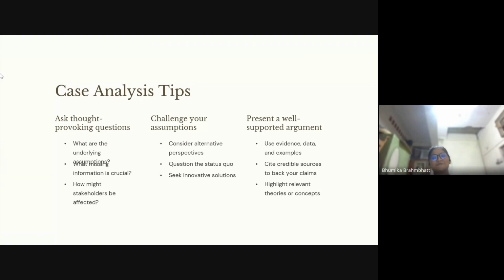So you have to give a highlight and citation to particular resources as per the requirements. Okay, so these were some tips you can follow. If you are having any doubt, you may ask in between. Otherwise, at the end of the session, we will have a Q&A. Okay.